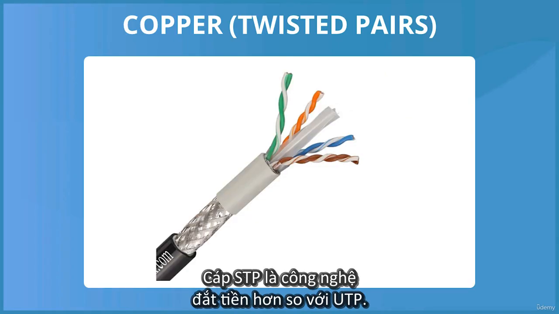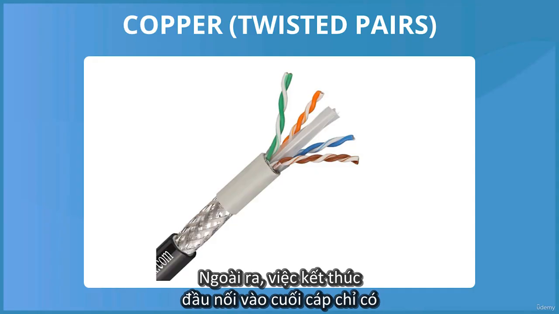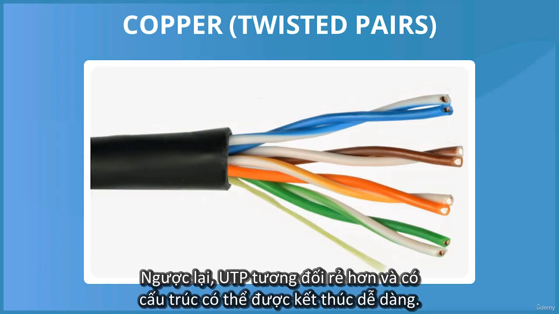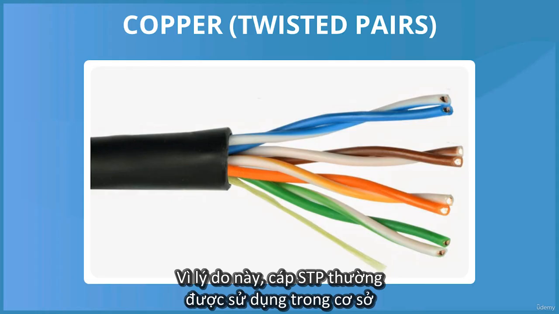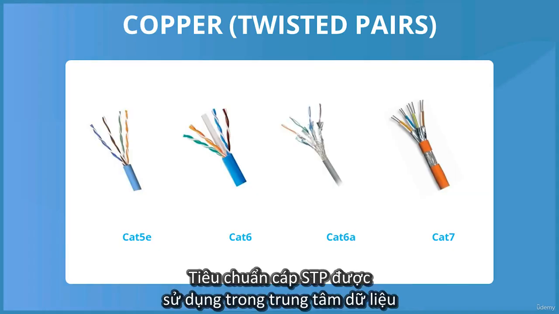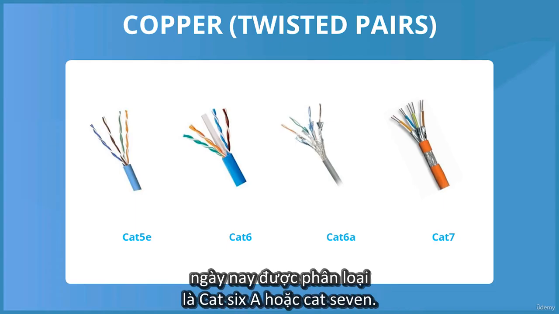STP cable is a more expensive technology than UTP. In addition, connector termination to the cable end can only be done by using expert teams and equipment. UTP, on the other hand, is relatively cheaper and has a structure that can be terminated easily. So for this reason, STP cable is generally used in data center infrastructures that require high speed and reliability. The STP cabling standard used in data centers today is classified as Cat 6A or Cat 7.